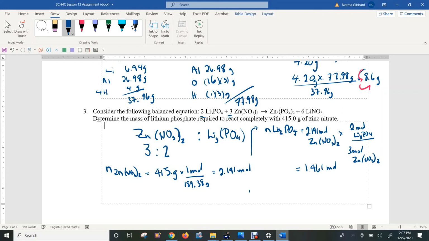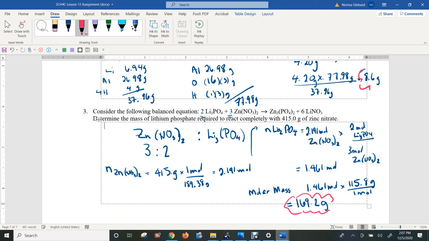So what's the molar mass? Well, we have 1.461 mole, and it is 115.8 grams per mole. And so that will work out to be 169.2 grams. So our answer, the mass of lithium phosphate is 169.2 grams.